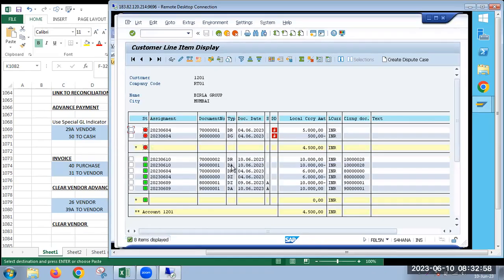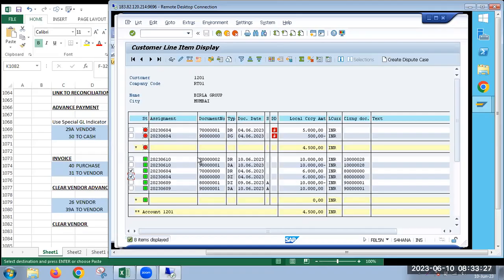This is the invoice and this is the amount transferred from the advance. Now you can see this will be the common clearing document. By seeing these two documents, we can simply identify that it's a manually cleared document. Otherwise, the second entry would normally be the clearing document number for this one.